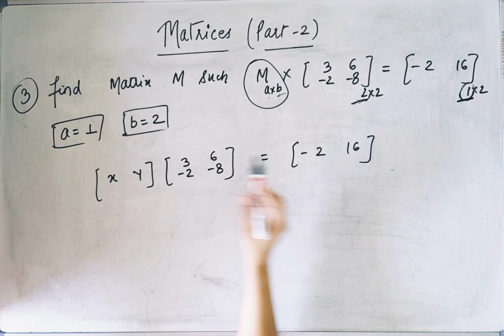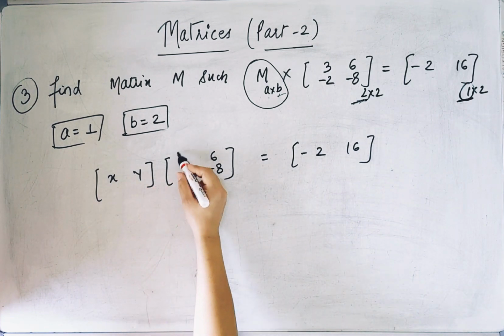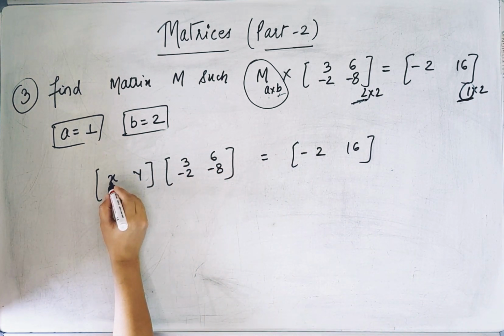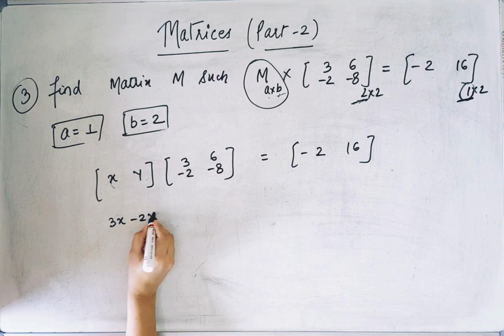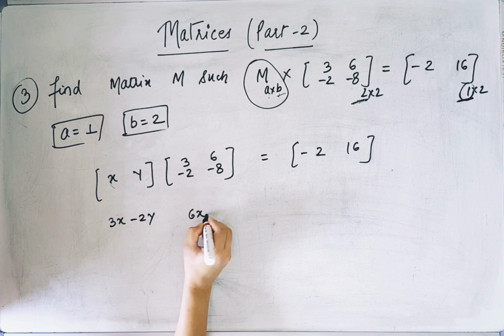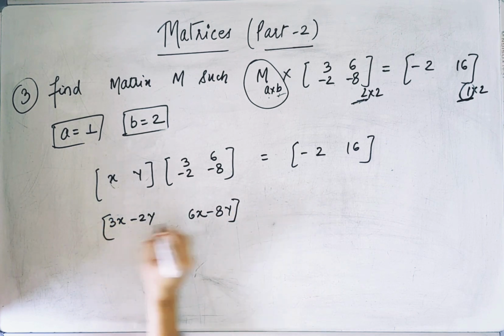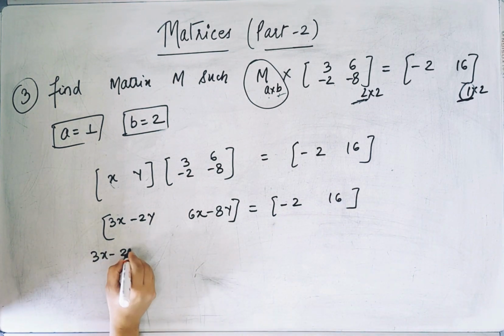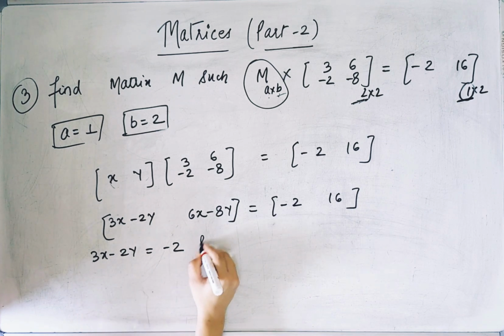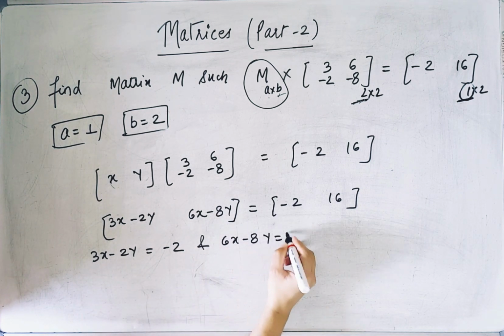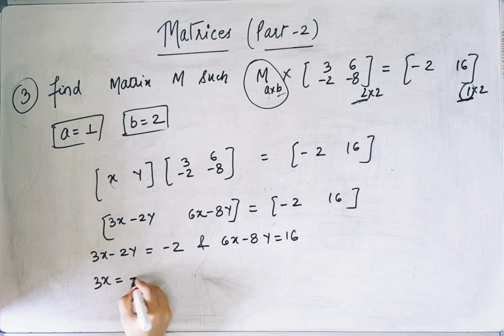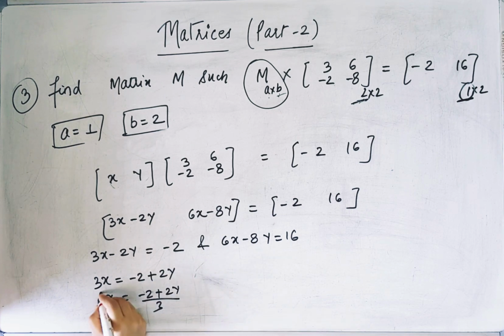So first row is multiplied by the first column, then the first row by the second column. Now see, x into 3, 3x minus 2y, and then again 6x minus 8y. So what will we get over here? Minus 2, 16. So 3x minus 2y is equal to minus 2 and 6x minus 8y equals 16. So from this equation we'll find the value of x. 3x is equal to minus 2 plus 2y. X will be minus 2 plus 2y upon 3.